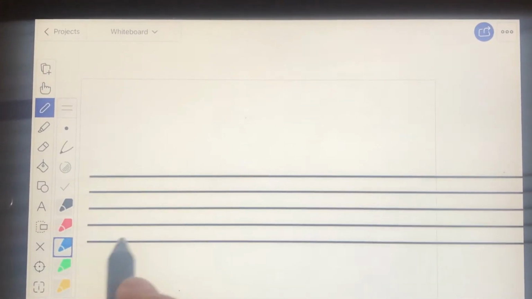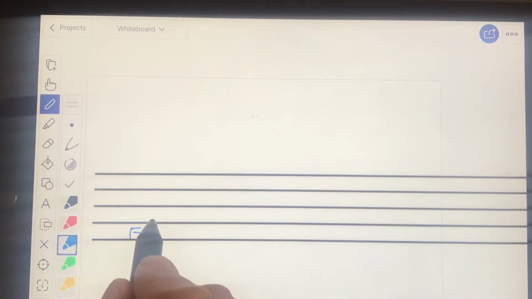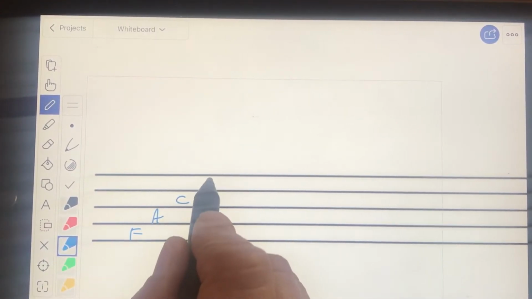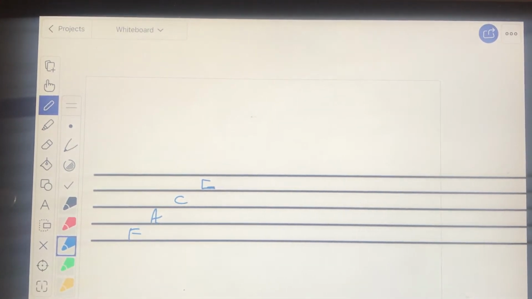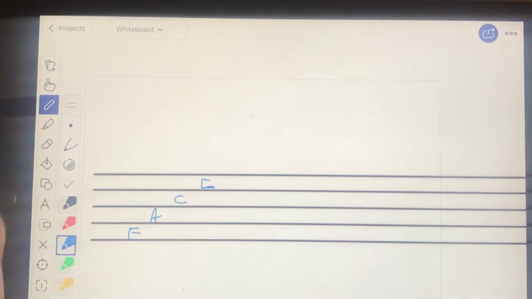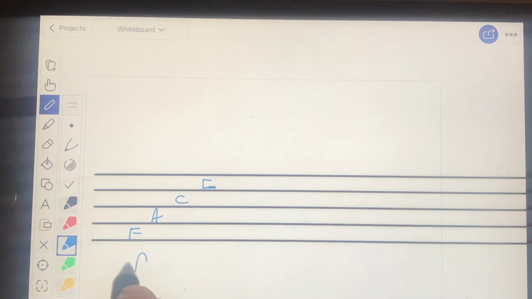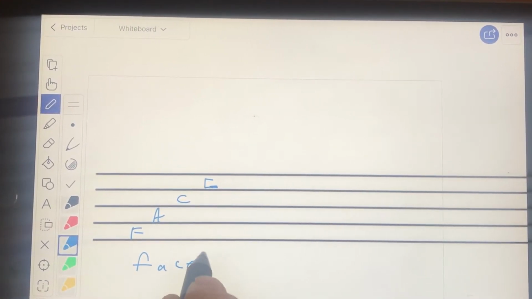The letter names of the spaces are F, A, C, and E. To remember the names of the spaces, think of the word face.